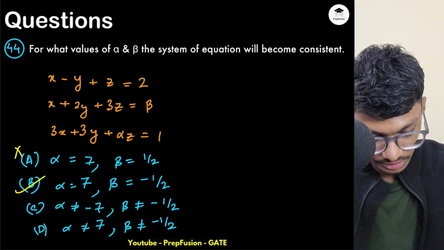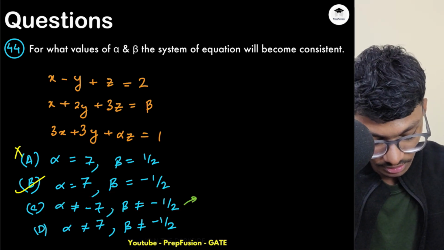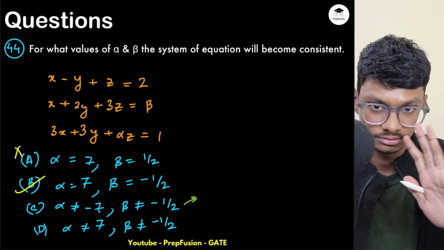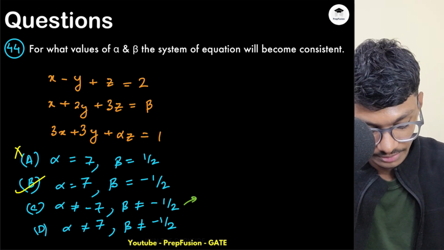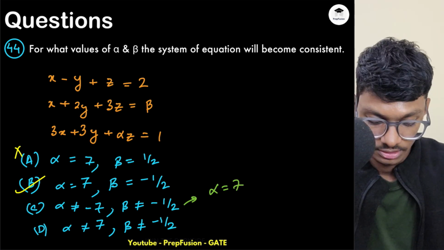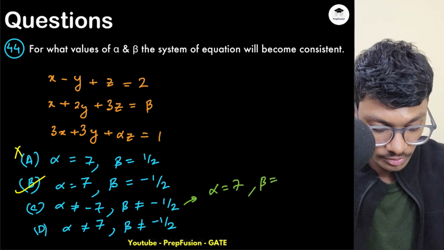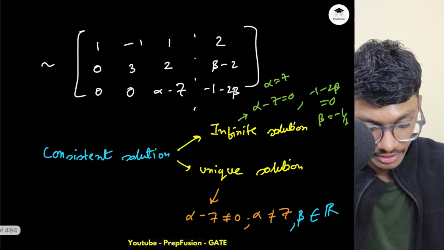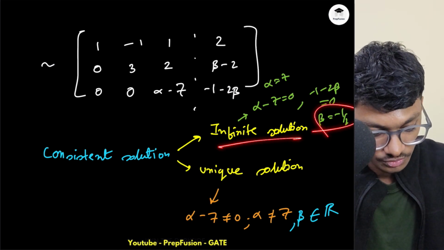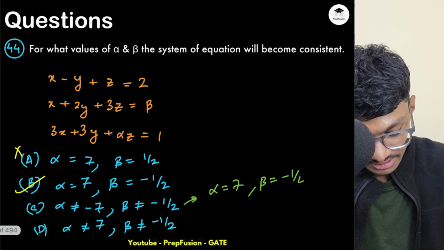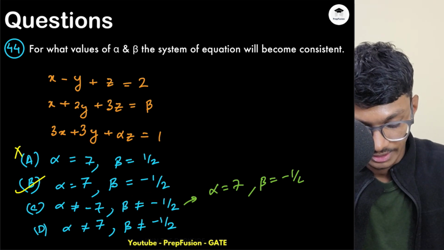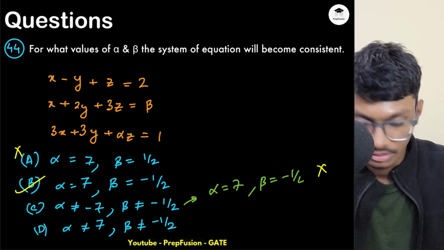So for this case to fail, let's take one example. Here it is saying alpha not equal to minus 7. Fine. Let's take one example that alpha is equal to 7. Now if alpha equals 7, beta has to be equal to minus 1 by 2 for it to have infinite solutions, for alpha equal to 7. But here it is telling that beta is not equal to minus half, so obviously the solution is not possible.